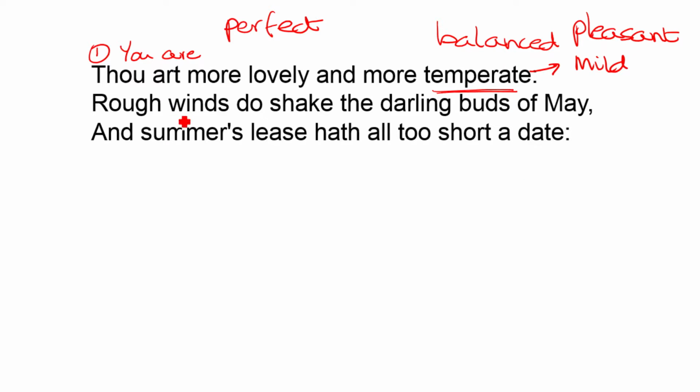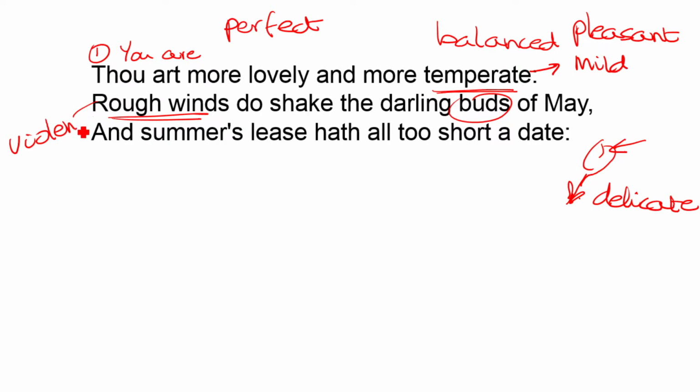Because, he says, you could have rough winds blowing. And this is an unpleasant aspect of summer. And they can shake the darling buds of May. Buds are when the flowers are very little, so they're still closed up. And then you're going to have the rough wind bashing at them. Buds are delicate. They are easily destroyed. And if these winds are very violent, they are going to damage the buds of May.